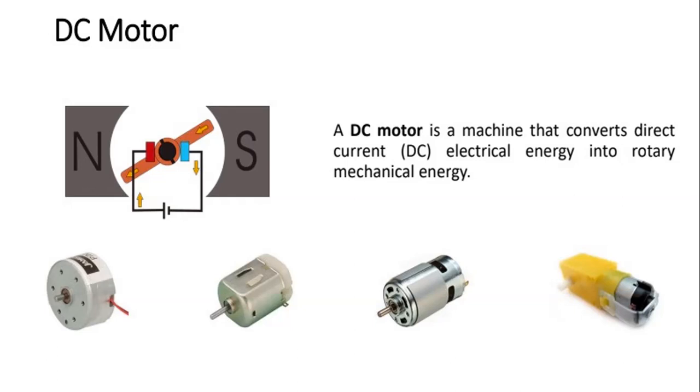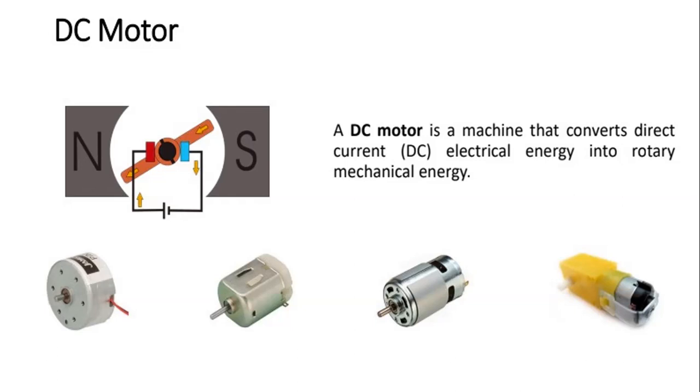an electronic circuit. The first is the DC motor. As we see, the DC motor has a north pole and a south pole, and we apply the inputs to that particular device, and then it can rotate in a clockwise or anti-clockwise direction. The DC motor is a machine that converts direct current, electrical energy, into rotary mechanical energy. As we know, direct current is DC, so we apply the input as DC, and the output is in the form of mechanical energy.